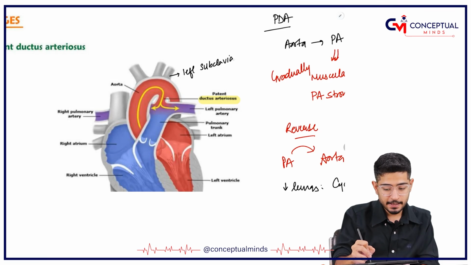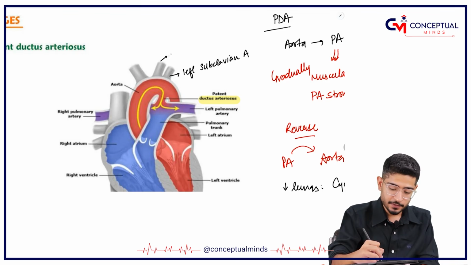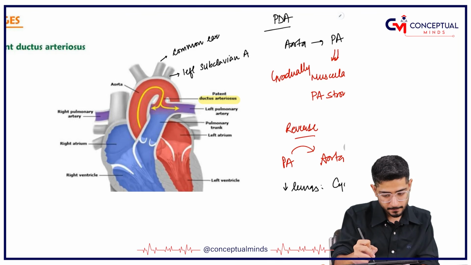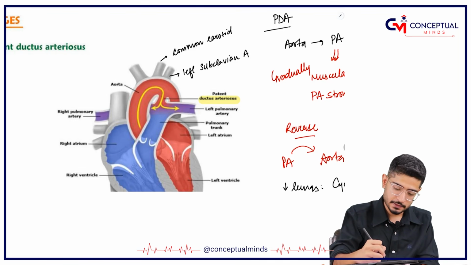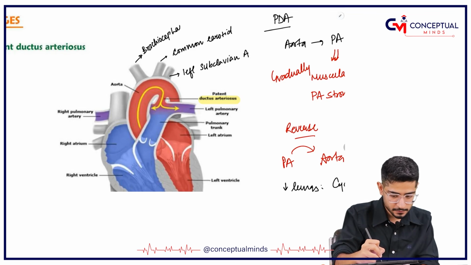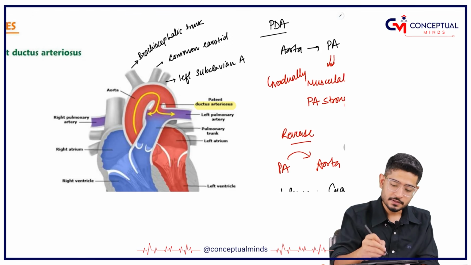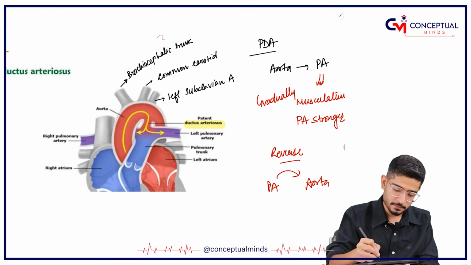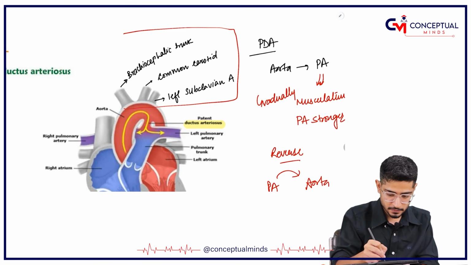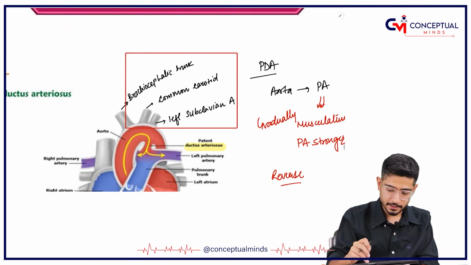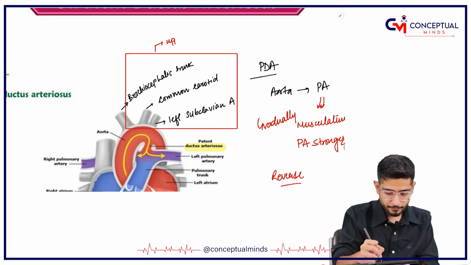This is the left subclavian artery, this is the common carotid artery, and this is the brachiocephalic trunk. These three branches are actually responsible for supplying the upper limb.